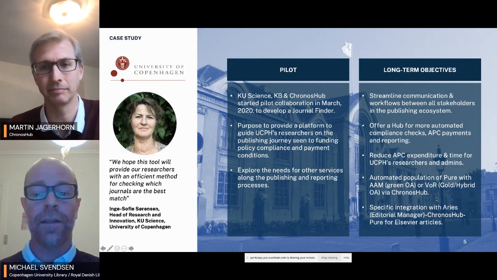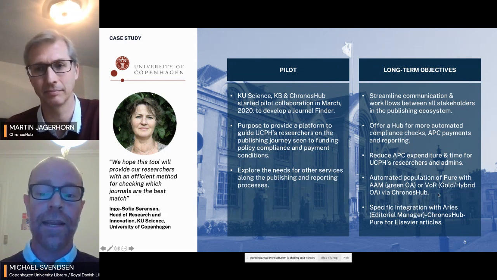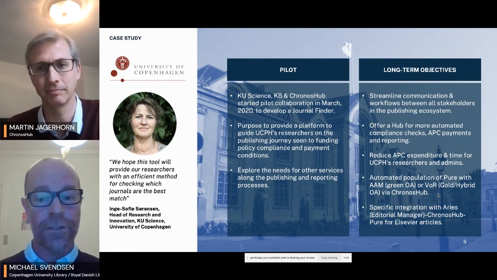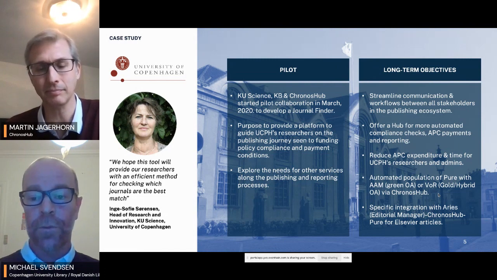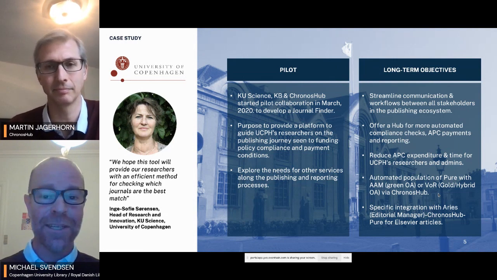And that's exactly one of the next goals of this collaboration, to investigate how we might be able to populate our CRIS system, which is based on Pure, on the green strategy we have nationally and at the university. So that would be one area of exploration. Could I have the next slide, Martin?